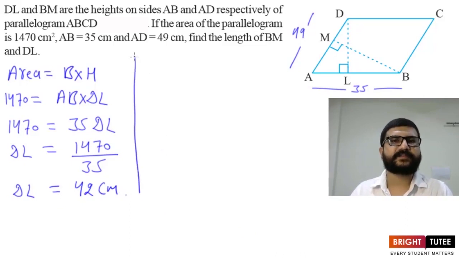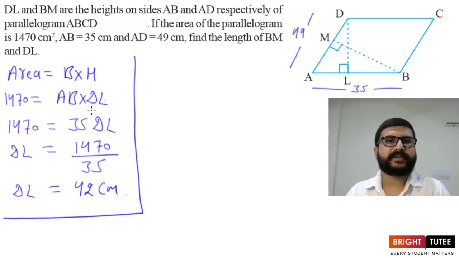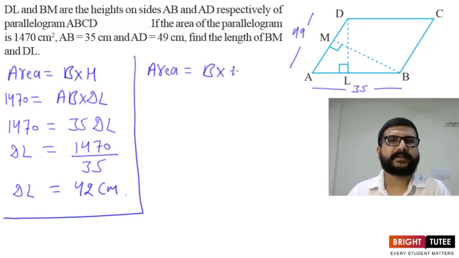Now the next part of the question is, we have to find BM also. Here we got DL. Now let's try to find BM. Again, let's use the same thing. Area is equal to base into height. Now this time we have to find BM. So let's consider AD as a base. So this area will be equal to AD into BM. AD is the base and height is the BM. BM we have to find from here.